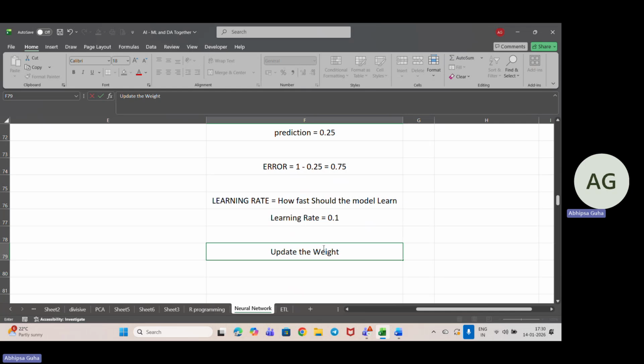So I'll get the new weight value. The new weight would be equal to the old weight plus what I am doing? I am doing error into learning rate. Okay, so this is how it will work.